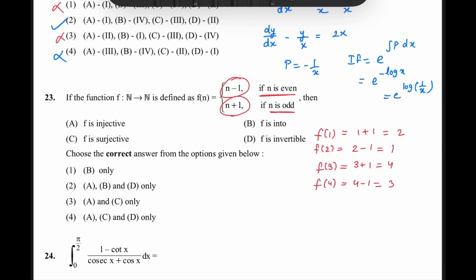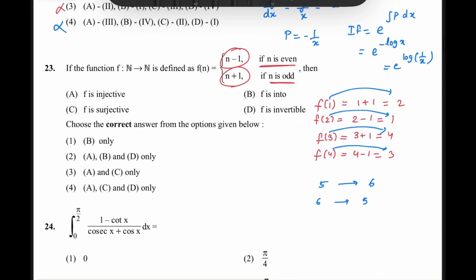So basically every 2 integers are switching their roles. Every 2 natural numbers are switching. So 1 goes to 2, 2 goes to 1, 3 goes to 4, 4 goes to 3. Next, 5 will go to 6 and 6 will go to 5, right? Okay, so this is clearly a 1-1 function. No value is repeating. So this is clearly an injective function. So here f is injective, or the 1-1 function, you can say.